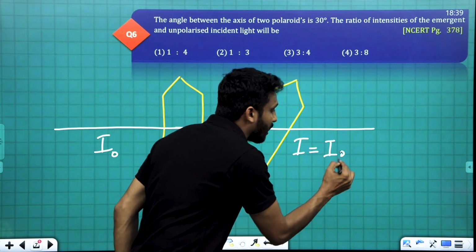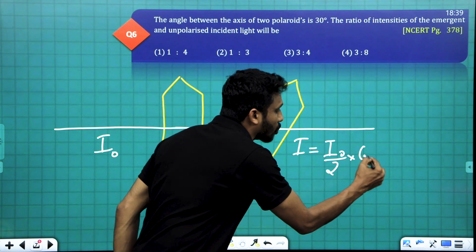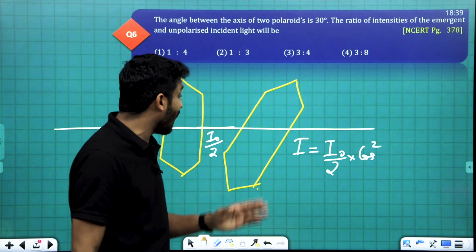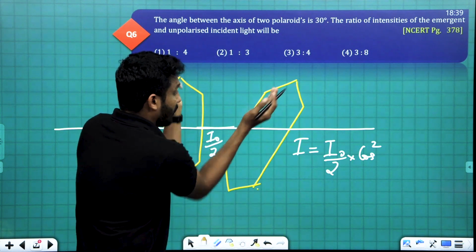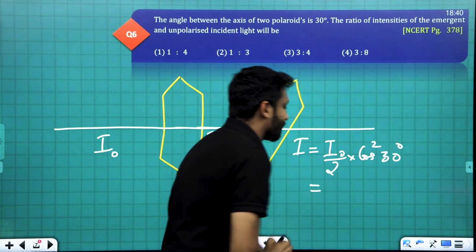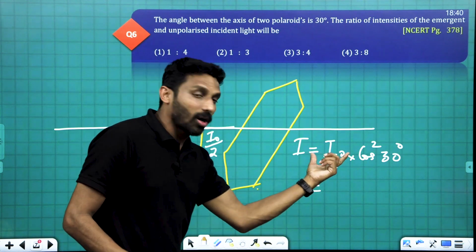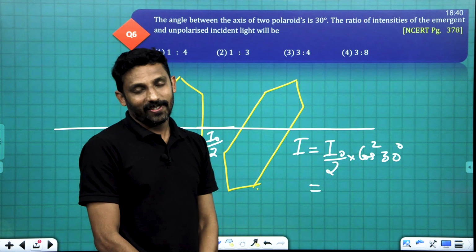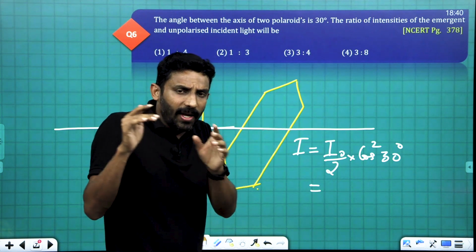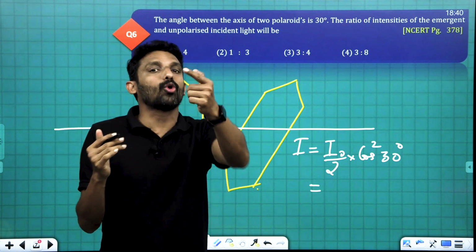Its intensity I is equal to the intensity entering, that is I naught by 2, times cos square theta. What is theta? It is the angle between the pass axes, that is 30 degrees. This is called Malus law: the intensity of the emergent polarized light is equal to the intensity of the incident polarized light times cos square theta.